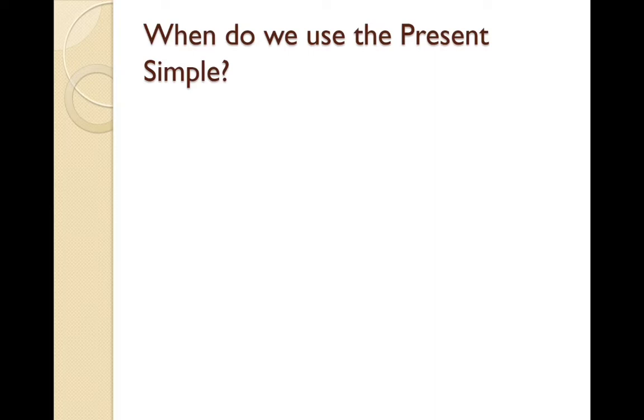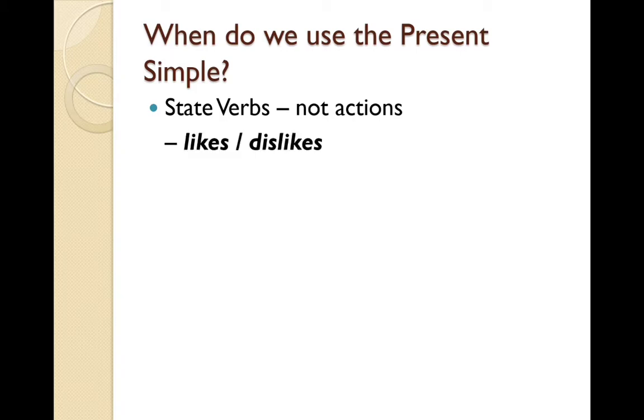So, when do we use the present simple tense? First of all, with state verbs. Now, what are state verbs? Well, these are the verbs that are not physical actions. For example, likes and dislikes.